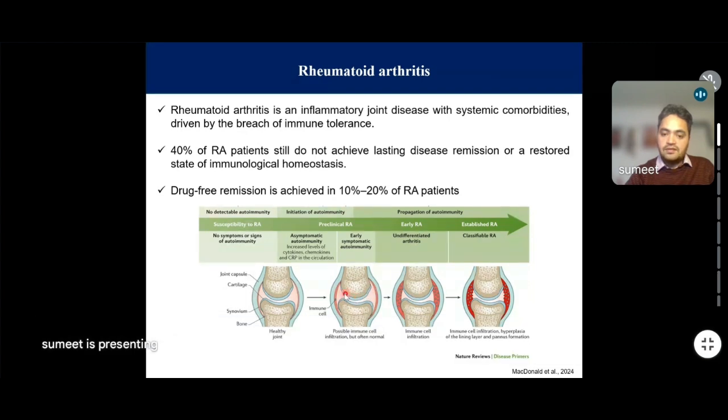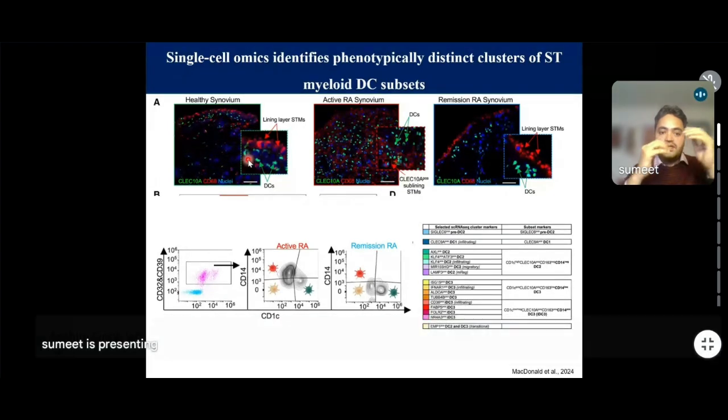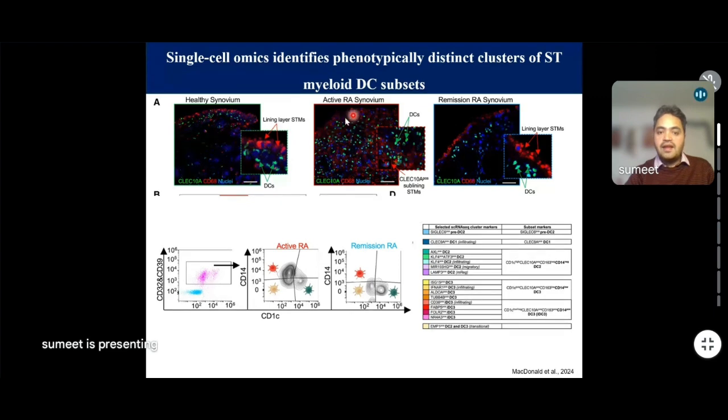In a healthy condition, you have this thin lining, which is shown here in red, and then you have a lot of immune cells within the tissue, like DCs. If there is active RA, or active rheumatoid arthritis, this lining is completely disturbed. You can see that now red cells are everywhere, the structure of the lining is disturbed, and more and more DCs, which are dendritic cells, are infiltrating the tissue.